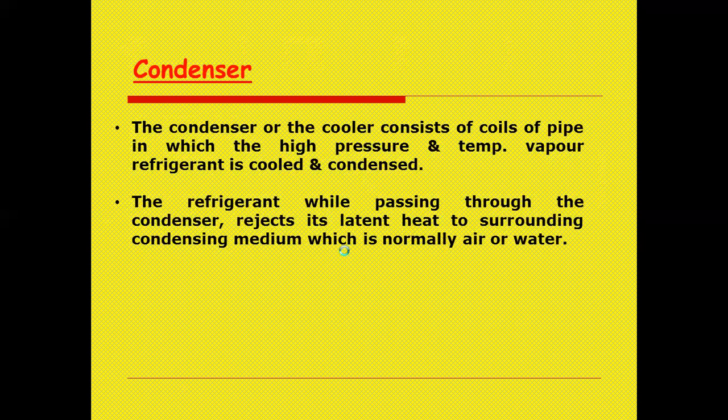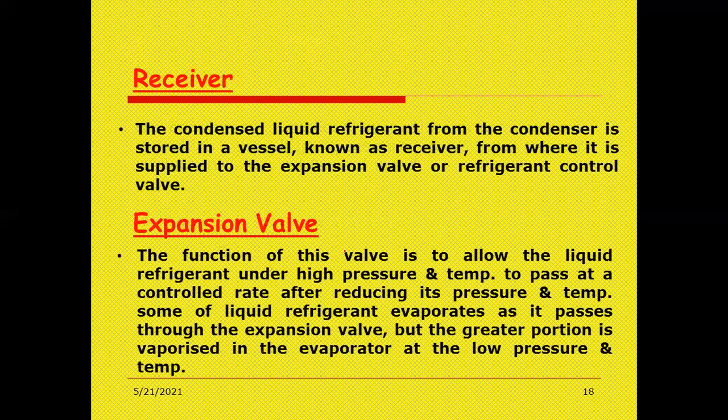Next, receiver. The condensed liquid refrigerant from the condenser is stored in a vessel known as receiver. So whatever refrigerant is ready, condensed in the condenser, is stored in a vessel known as the receiver vessel, where it is supplied to the expansion valve or refrigerator control valve.